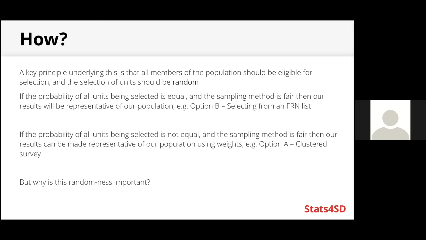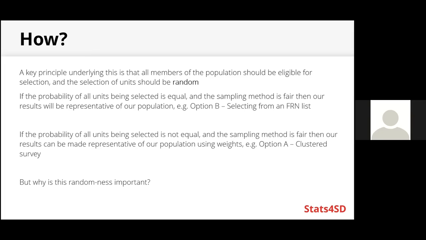If we have an equal probability of selecting each of the units, like within option B from the FRN list, or the example mentioned earlier about PPS sampling, which is a different approach to get an equal probability, then just looking at the results from our data will give us a representative sample. If we don't have equal probability of selection, that's fine, as long as we remember to use weights when we come to our analysis.